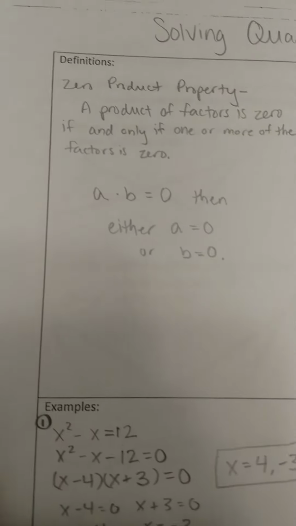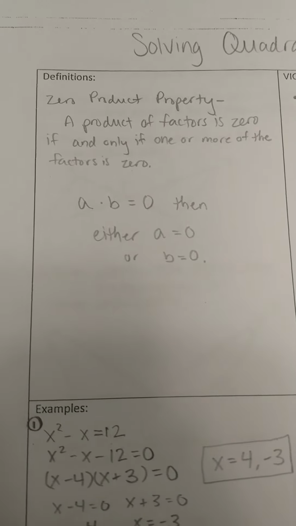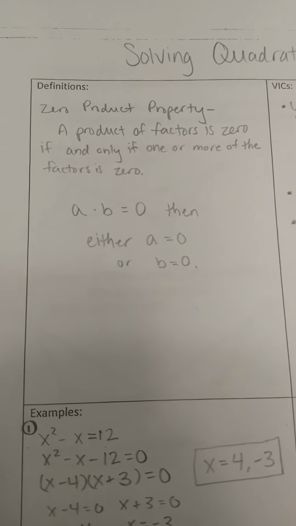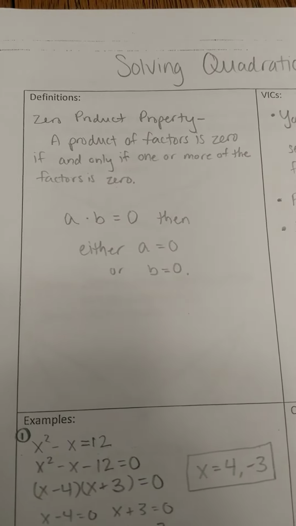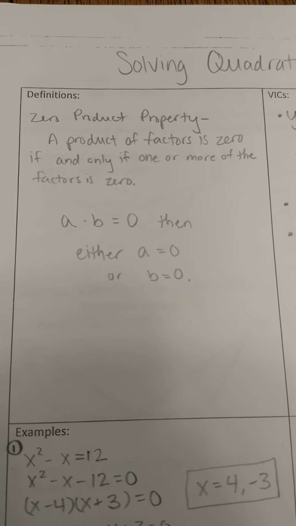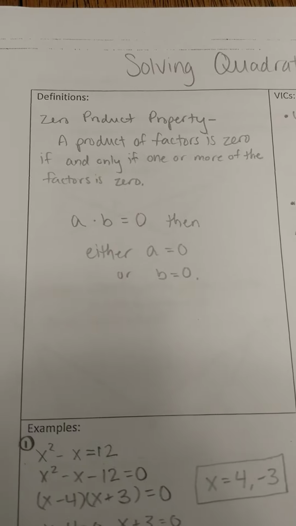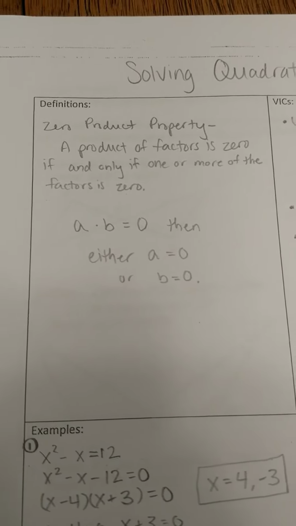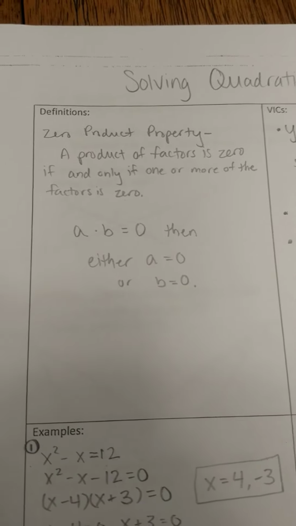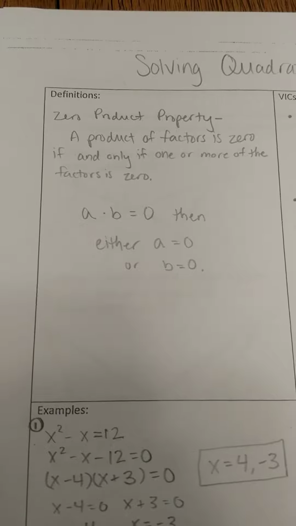So the first thing you need to know is the zero product property. It says a product of factors is zero if and only if one or more of the factors is zero. So product means multiplication, and factors are two things that multiply to equal your final result. And so either one can be set equal to 0 in order for your final answer to be equal to 0. So A can be 0 or B can be 0, and the other one can be a number. It doesn't matter. As long as one of your factors is 0, then your total product is 0.